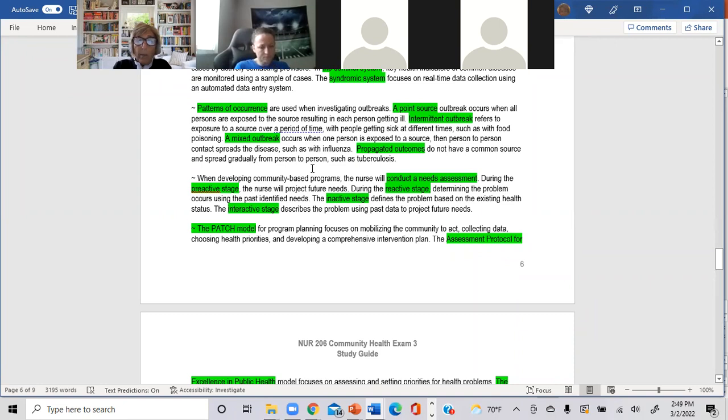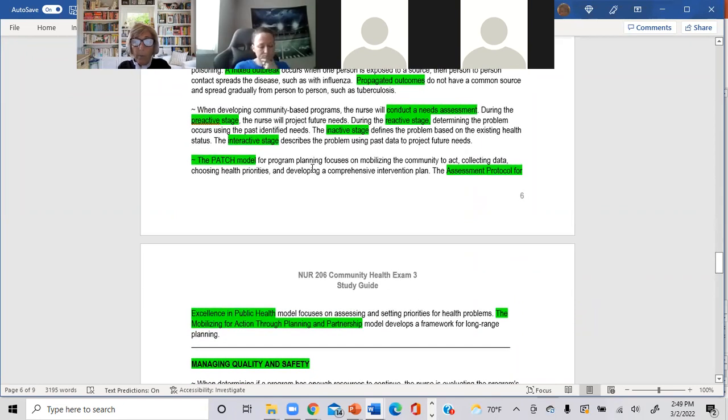So when we're trying to develop community-based programs on surveillance, we need to be able to conduct a needs assessment. Okay. And there are 4 stages of the needs assessment. And there I've highlighted them: preactive, reactive, inactive, and interactive. Okay. So you need to review those.